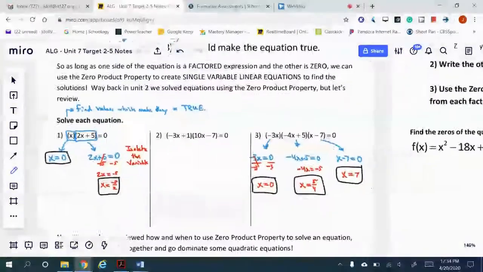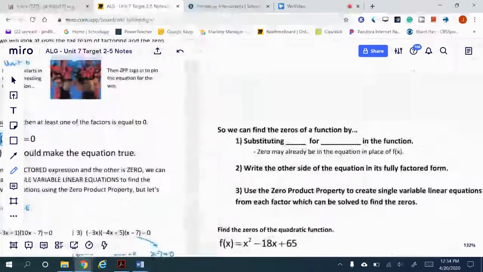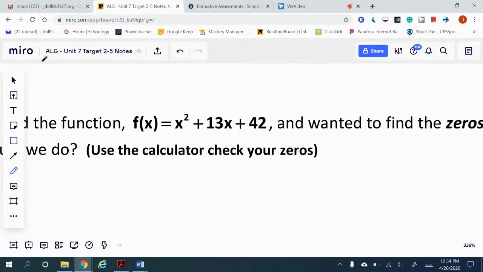The nice thing about these 3 problems here, sorry to jump around a little bit, the nice thing about all 3 of these problems, guys, is the expression on the left-hand side here was already factored for us. Notice, factored, factored, factored. Up here in this first example, not factored. So this is where we need the tag team partner of factoring. So we're going to have to take this quadratic in general form, x squared plus 13x plus 42, factor it, and then use the zero product property.